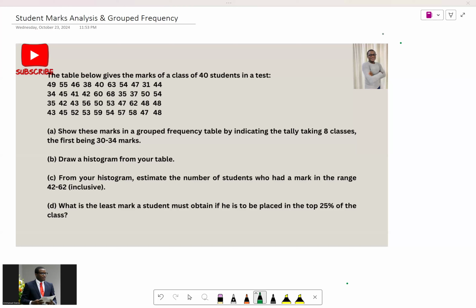And C, from our histogram, we will need to estimate the number of students who had a mark in the range 42 to 62, inclusive. And then D, what is the least mark a student must obtain if he's to be placed in the top 25% of the class? I'm talking about the least mark, right? That means the person should be in the 75th percentile. So we are going to deal with all of that. Okay, so let's go on with this.